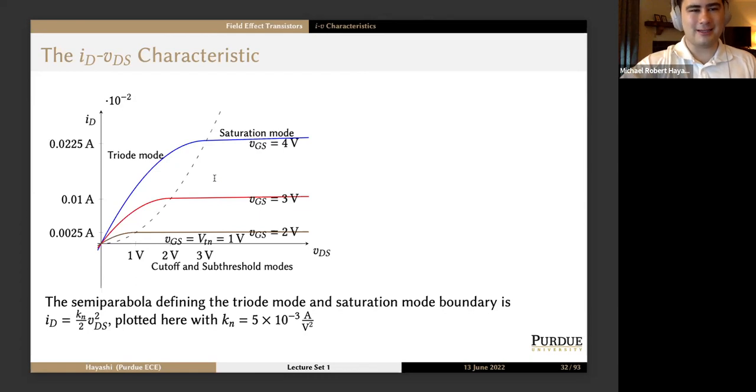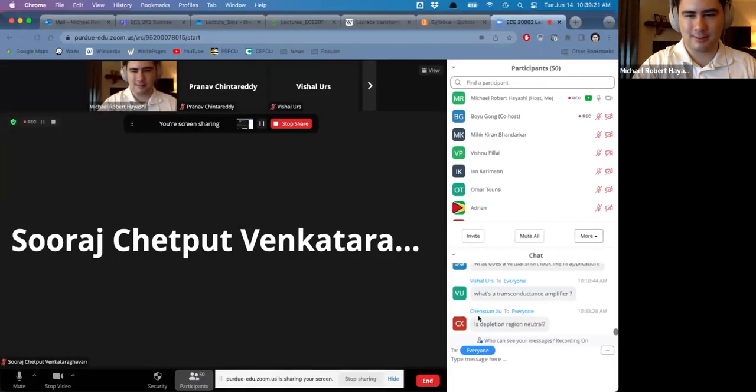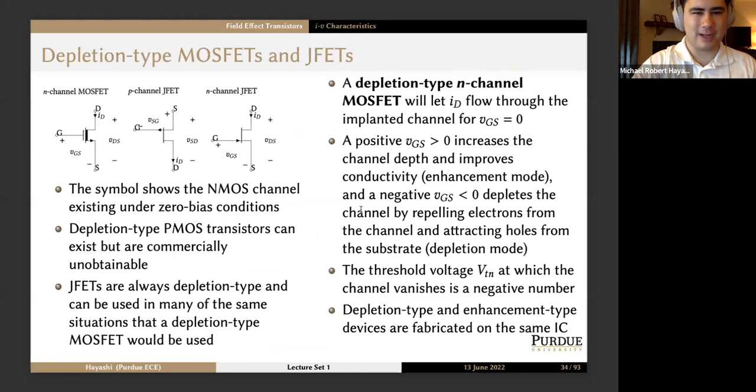The other IV characteristic we need is ID versus VGS. So here we choose VDS such that it's always greater than the overdrive voltage, so it stays in saturation mode. So we can see, we're in cutoff, and then up to 1 volt, we're in subthreshold mode. And then after that, it's just a shifted semi-parabola, and we're in saturation mode. Okay, I'll keep going.